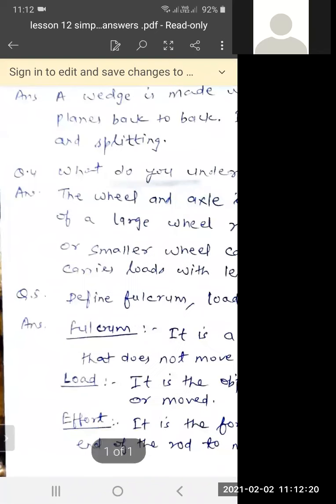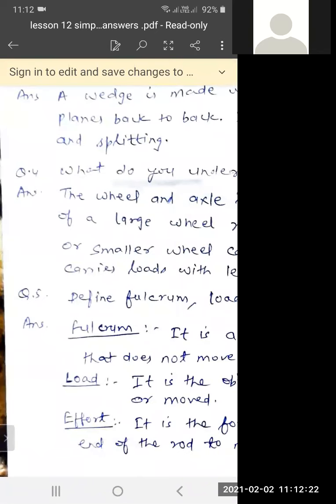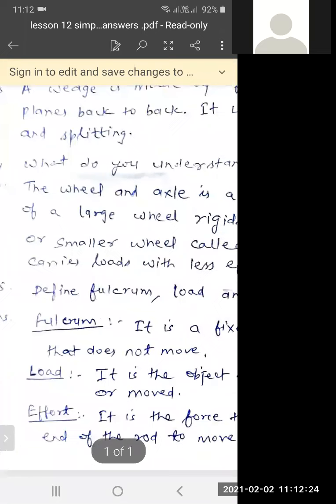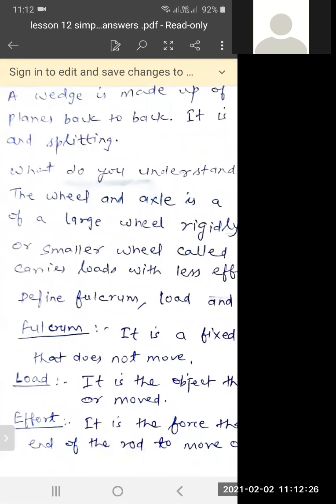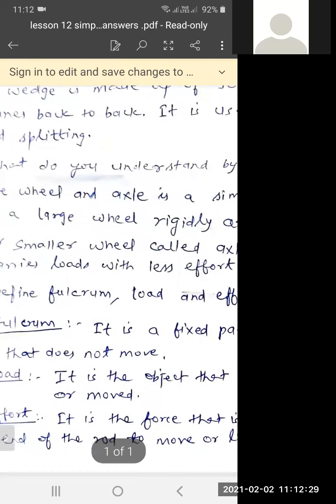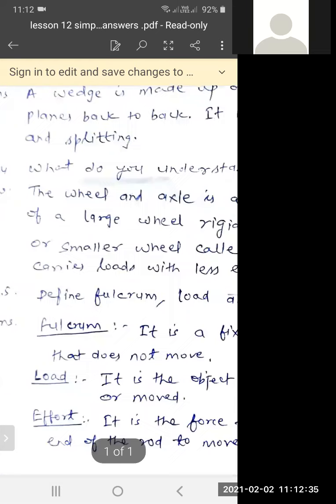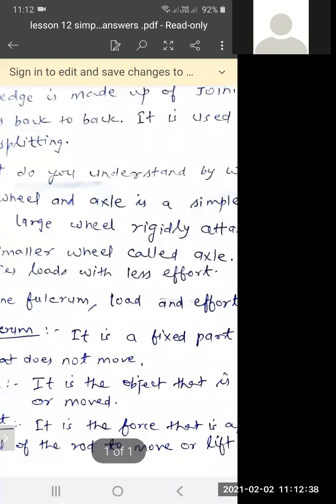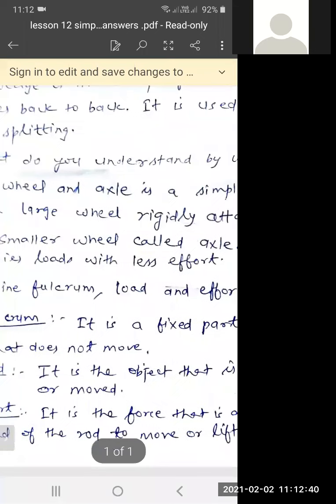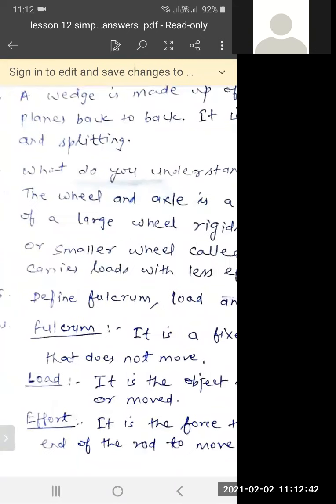Question number 5. Define fulcrum, load and effort. Question number 5 of your short question answers. Now first is a fulcrum. Fulcrum क्या होता है students? Fulcrum क्या है? ठीक है?